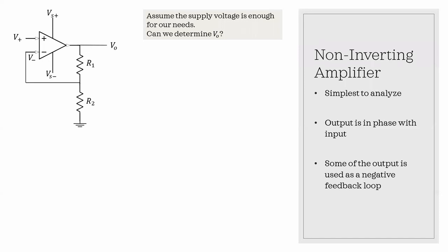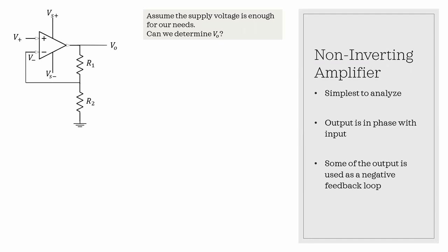This particular circuit is called a non-inverting amplifier. Non-inverting in this case because the sign on the output matches the input, positive output. We're going to assume for all of these cases that our source voltages, Vs plus and Vs minus, are sufficiently high or low that we don't have any issues with clipping arising there.